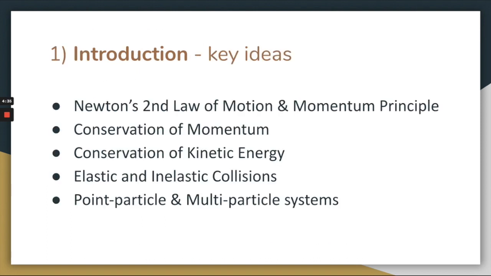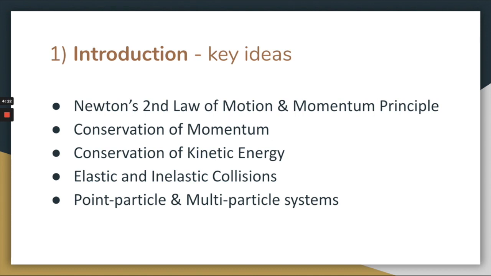So some of the key ideas explored in this lab are listed here. I use Newton's second law and the momentum principle to iteratively predict the motion of the two objects by assuming that the net force acting on each of them is zero except at the moment of collision. I also consider the conservation of momentum and conservation of kinetic energy to answer the discussion questions at the end of the lab. Another key idea is the difference between elastic and inelastic collisions.